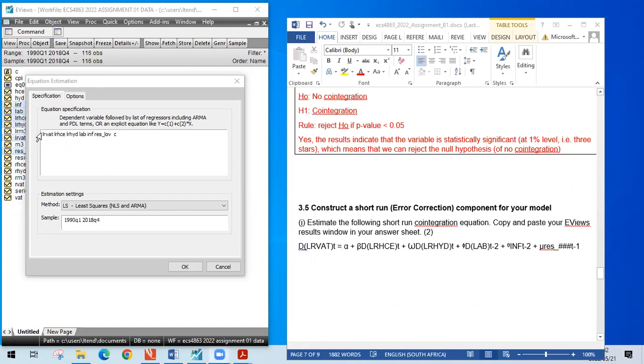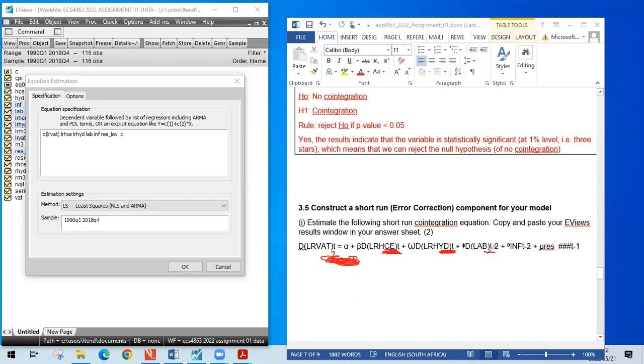I'm now doing the first one, which is DLRVAT. I put a D, I open a bracket, then I close it because it's not lagged. Can you see that it's not lagged? LRVAT is just t, it's for the current period. It's not t minus 1 or t minus 2. So that's why we are closing without putting anything. Look at the next one, it's not lagged. It's in the current period.